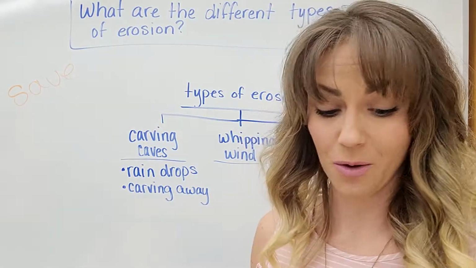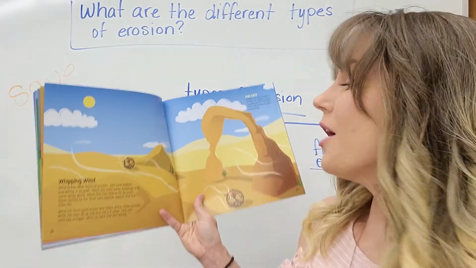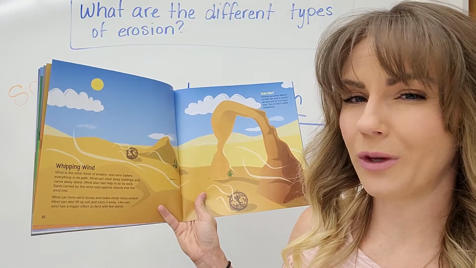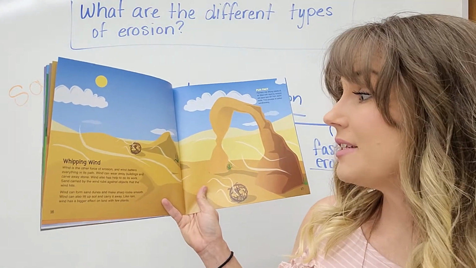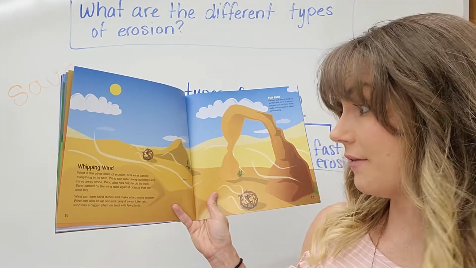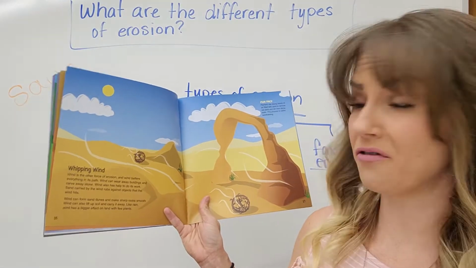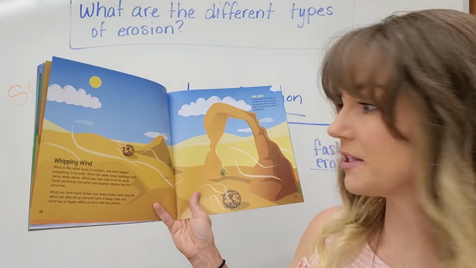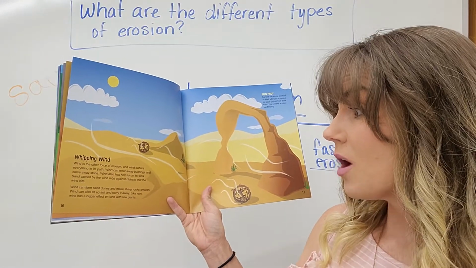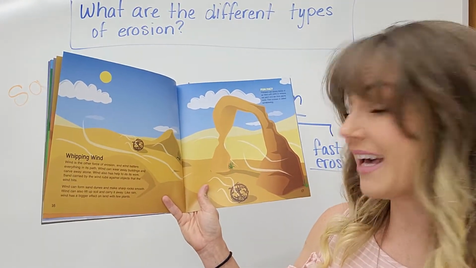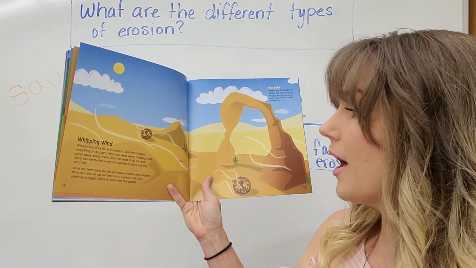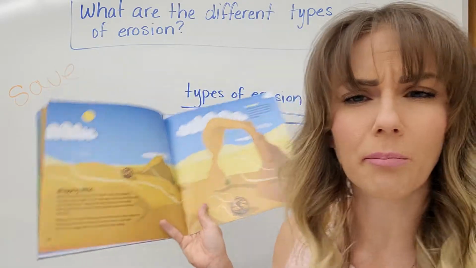Are you guys ready to learn about whipping wind? Me too. Whipping wind. Let's see if we can learn some details about whipping wind erosion. Wind is the other force of erosion, and wind batters everything in its path. Wind can wear away buildings and carve away stone. Wind also has help to do its work. Sand carries the wind and rubs. I am a bad reader today.